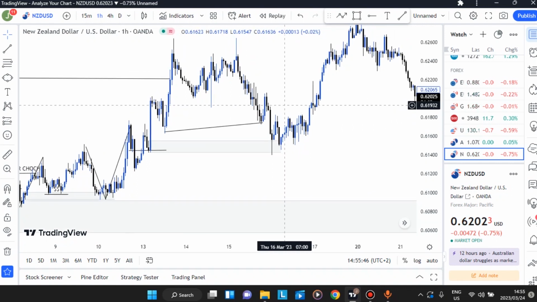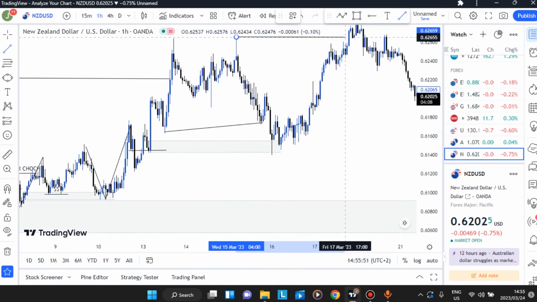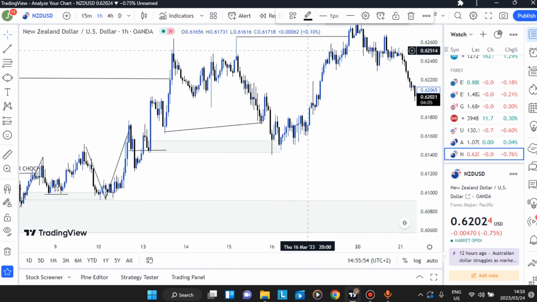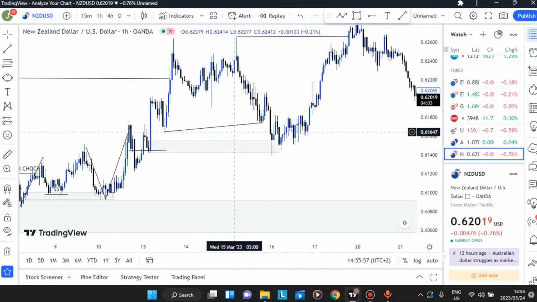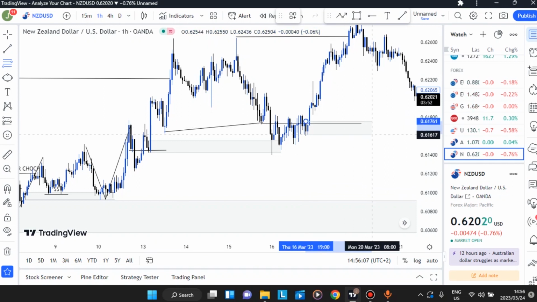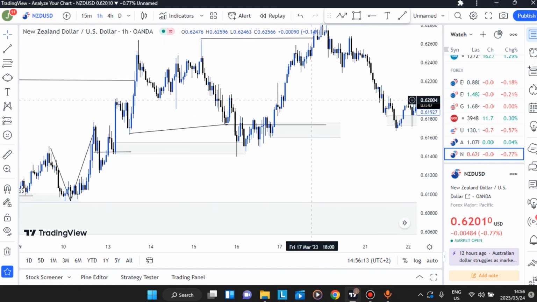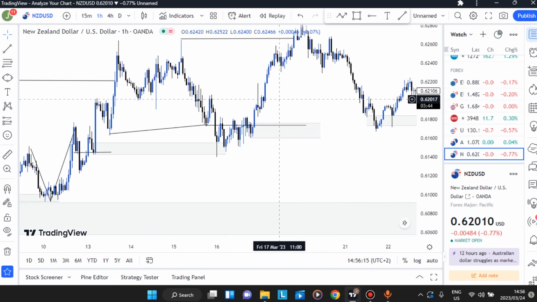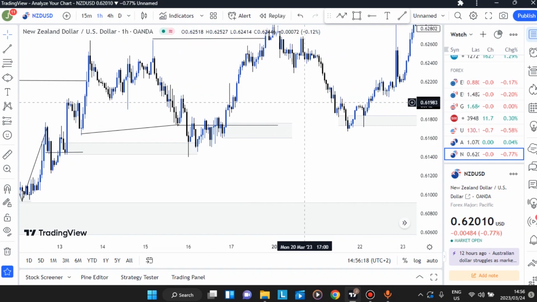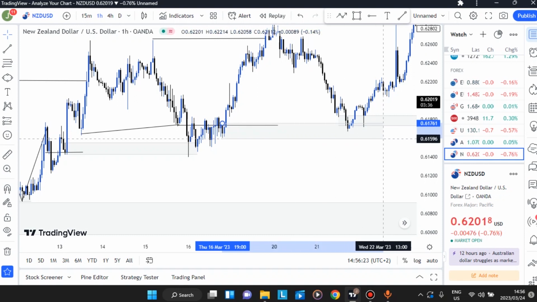Now after this has been taken out, where is our QML? Our QML will be here. So this makes it a very significant order block, and it's an extreme order block. For this one we would have to wait for a confirmed entry, but we don't see a confirmed entry here.